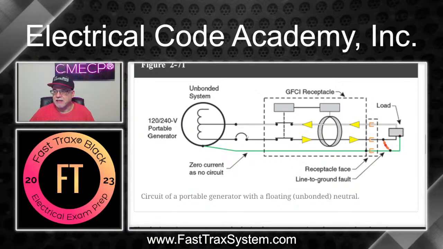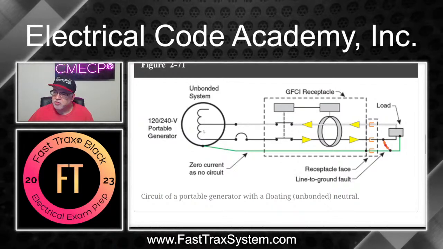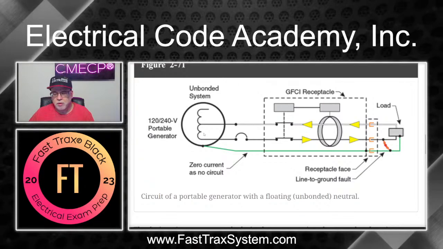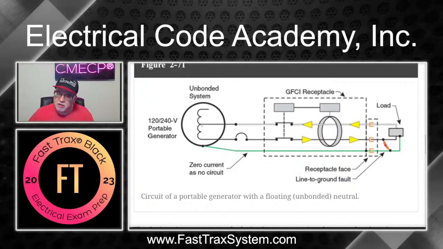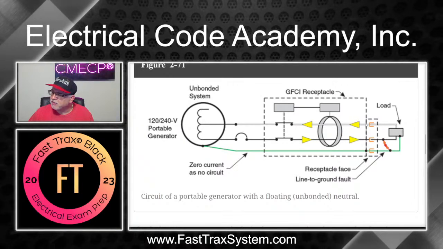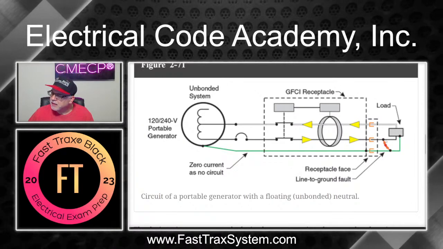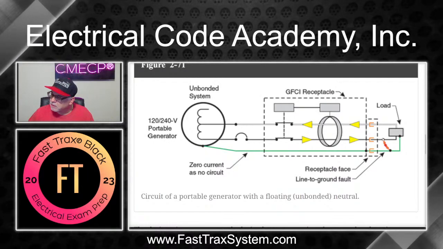not have the bonding. Okay, so here's a generator, a portable generator. It's unbonded. So this is the floating neutral type of generator. So we don't have any connection from here over to the frame. Okay, we don't have it. So here's our GFCI receptacle. Here's our load that's going to plug into it right here. And now we have this ground fault.